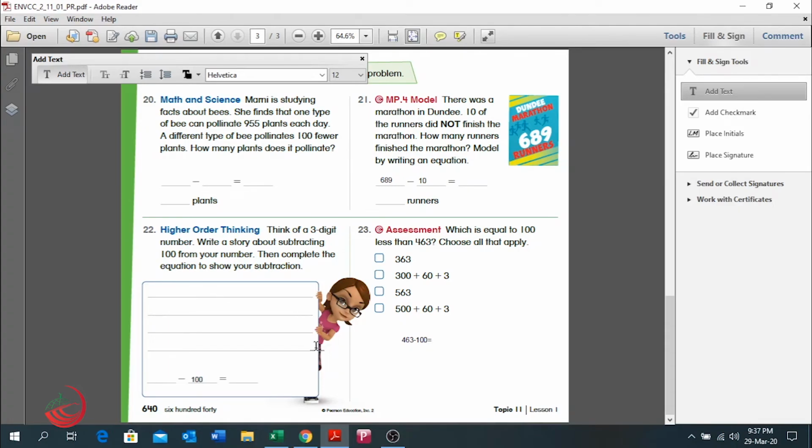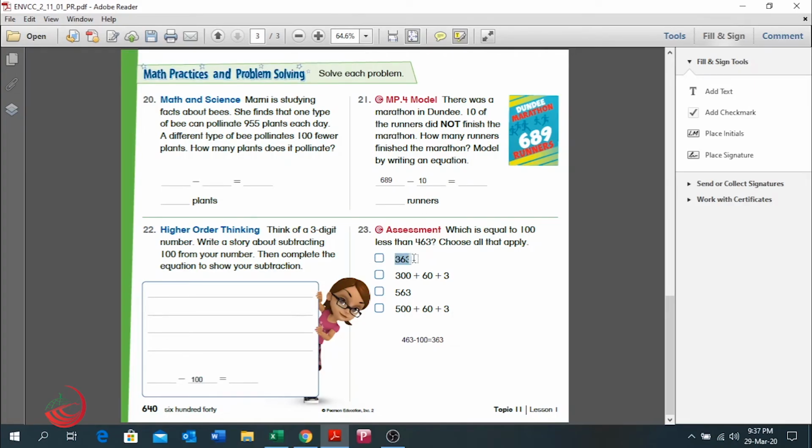I'm going to do this with you guys because it has choose all that apply. 463 minus 100. It's minus 100, so we're going to subtract the hundreds digit. It's going to be 363. Which one is correct? Yep, this is correct. 363. 300 plus 60 plus 3. Is it correct? 363. It's correct.